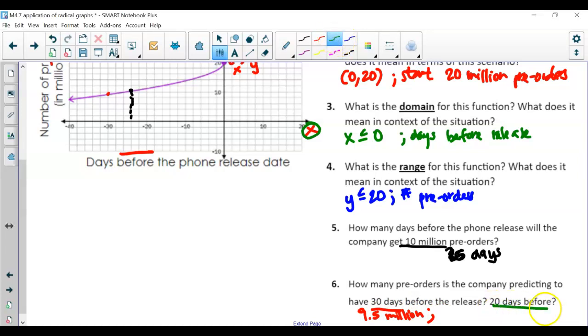So then looking 20 days before, here's 20 days before. Now notice we're just above, so we could say maybe 10 or 11 million pre-orders.